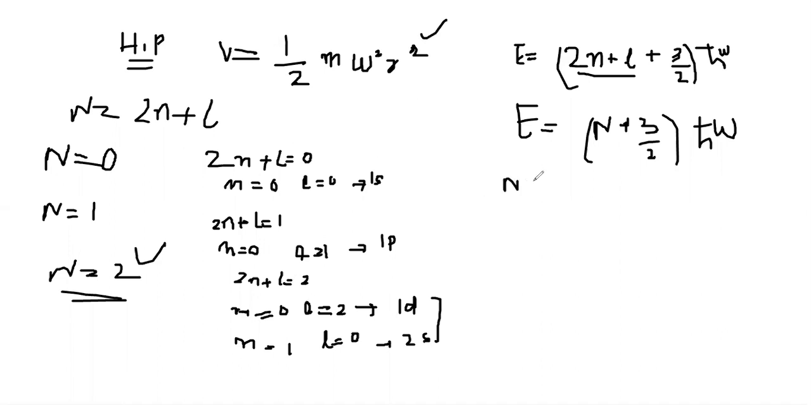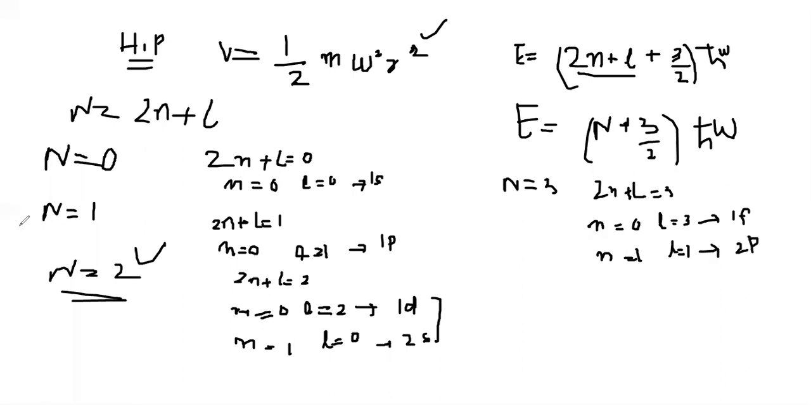Similarly, if we say N is equal to 3, this is the last case I am going to do. So 2n plus L is equivalent to 3. Here, what are the possibilities? You can say n is 0, L is 3. This is the first possibility. Second possibility is n is 1, L is 1. Is there any other possibility? No, there is no other possibility. So we have these two possibilities. n equal to 0 means 1f, and n equal to 1 means 2p.